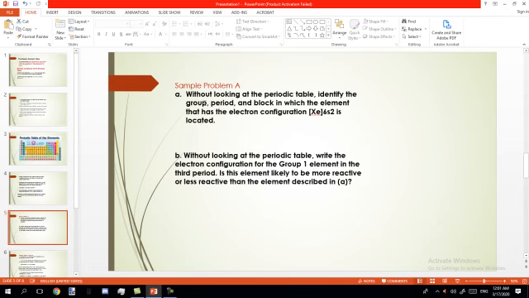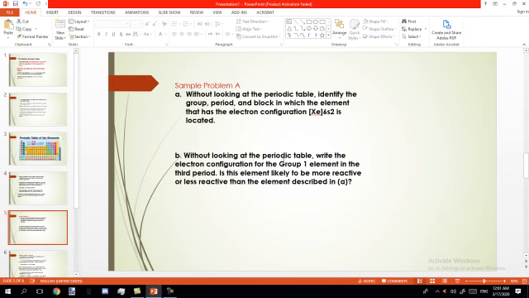So to find the period, look at the largest number beside the symbol. To know the group, look at the number of electrons in the last level. And to know the block, look at the last symbol you have written.